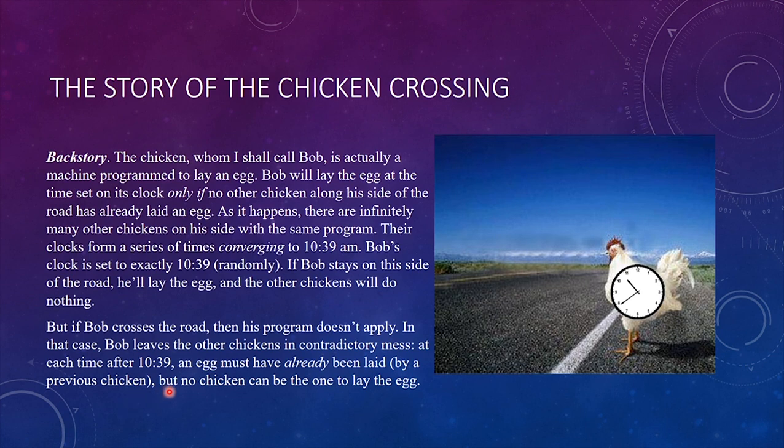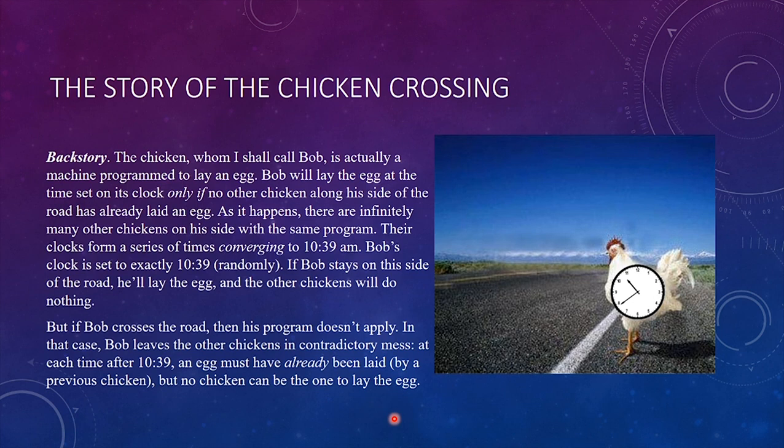The contradiction here is that no chicken can be the one to lay the egg because at every time, the egg would have already been laid. But that means an egg was laid, but no chicken lays the egg. That's not just strange, that's contradictory. Now, when I think about the impossibility of this scenario, it suggests to me that there's got to be something wrong with this setup. Obviously, because the setup leads to a contradiction. And contradictions seem to be impossible.